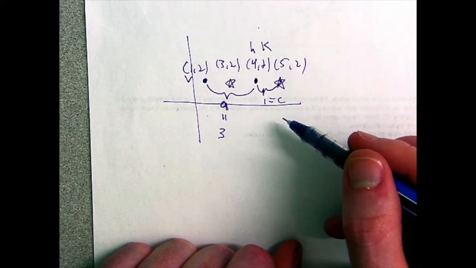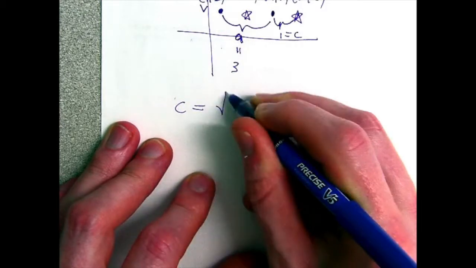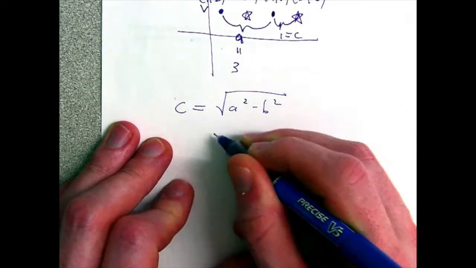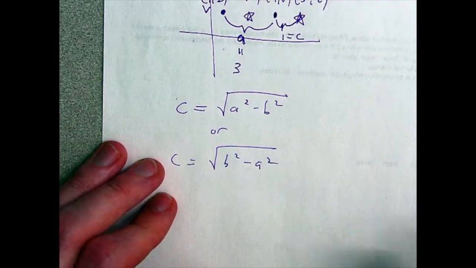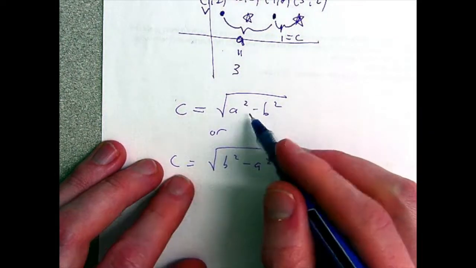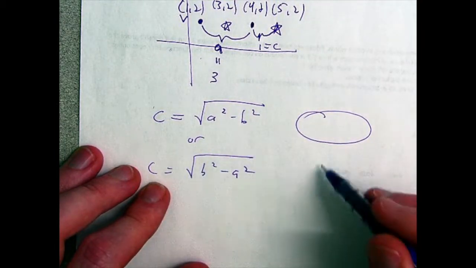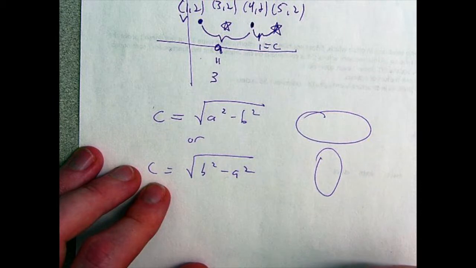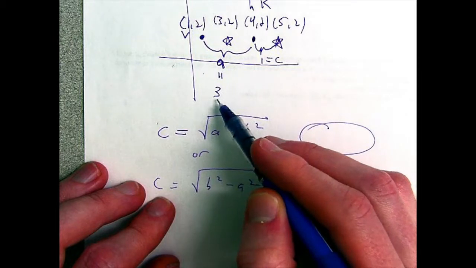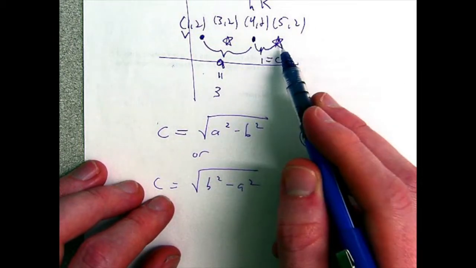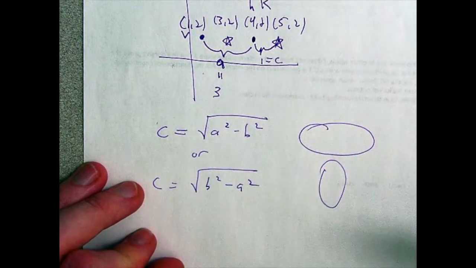Because remember that a, b, and c are related by the following equation, or really two equations. We have c is equal to root a squared minus b squared, or c is equal to root b squared minus a squared. Remember, there are two formulas. One, when you have a horizontal ellipse, in other words, when a is larger than b, and another when you have a vertical ellipse, in other words, b larger than a. We know what a is, the distance from the center to one of the vertices, that's 3. We know what c is, the distance from the center to one of the foci, that's 1. So we can plug those into one of these equations and find b.